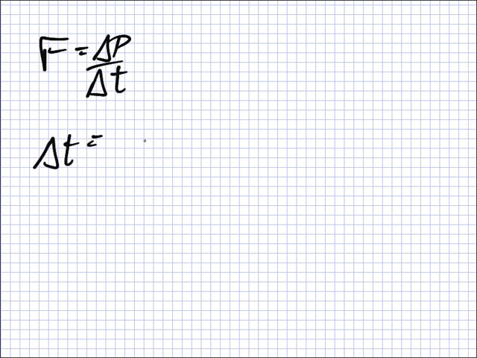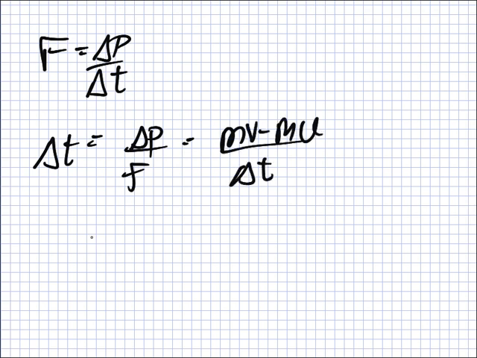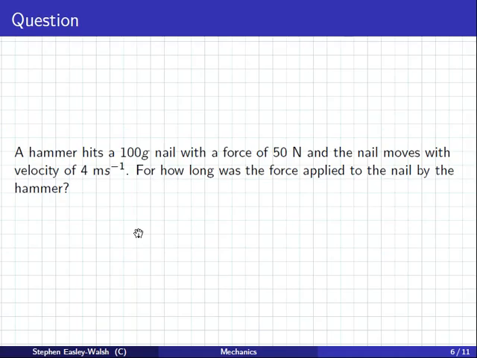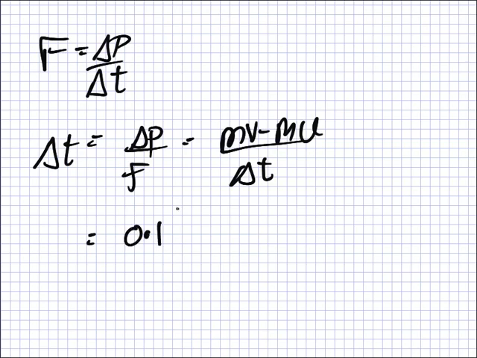So let's have a look here. F equals delta P over delta T. So delta T equals delta P over F, right? Which equals MV minus MU over F. What's the M here? It's 0.1. What's the V? It's 4. And the nail started obviously at rest until the hammer struck it.